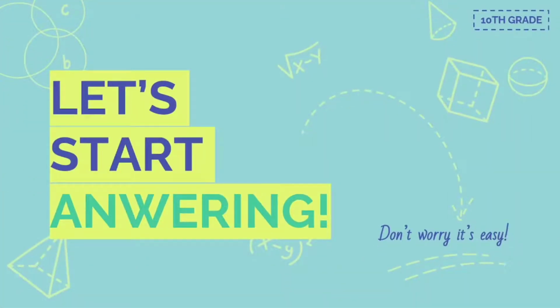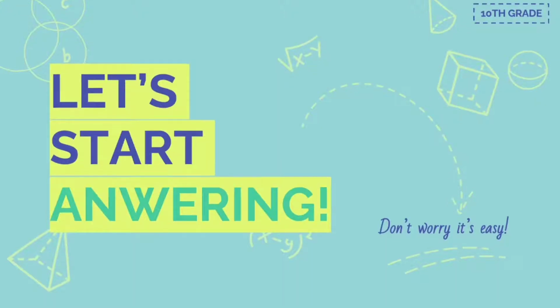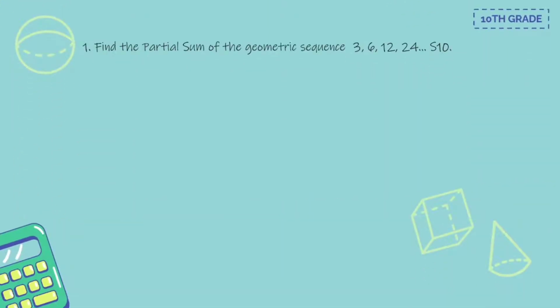So without further ado, let's start answering. Don't worry, it's easy. So let's start. Number 1. Find the partial sum of the geometric sequence 3, 6, 12, 24 where n is 10.